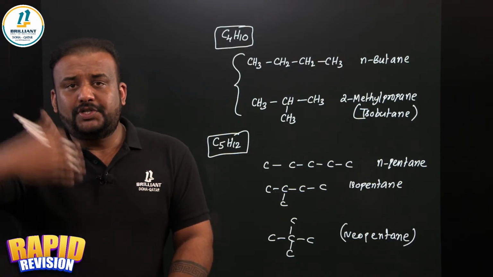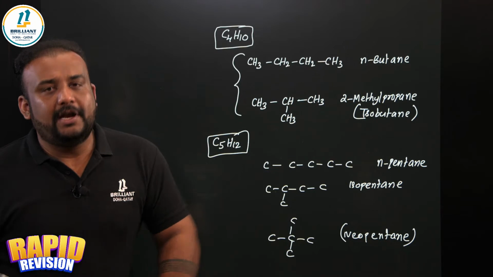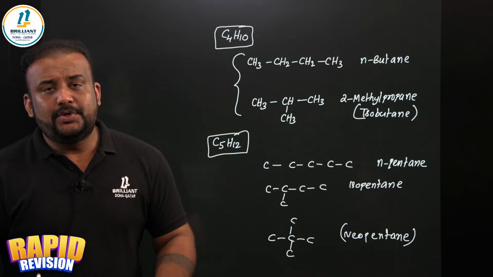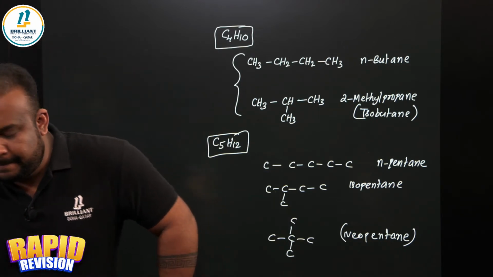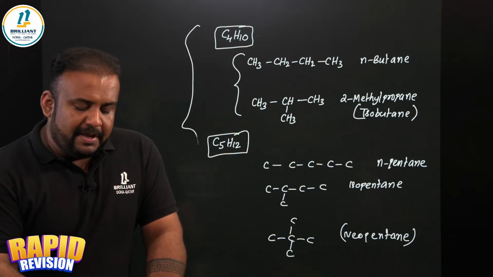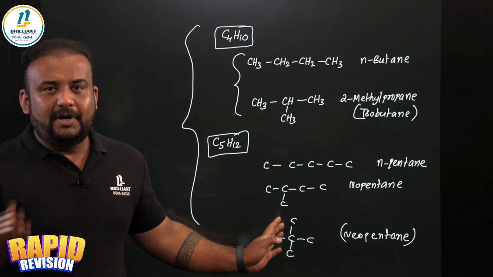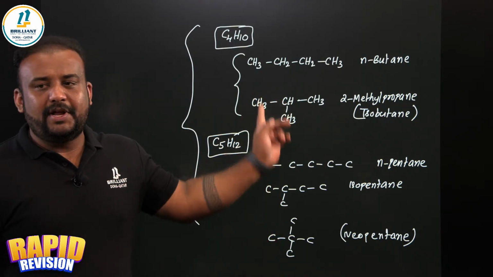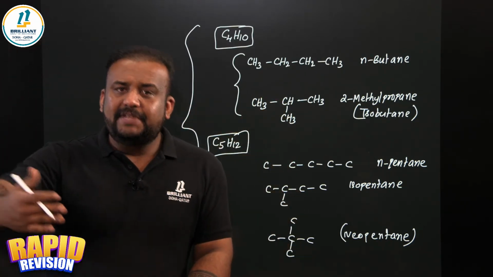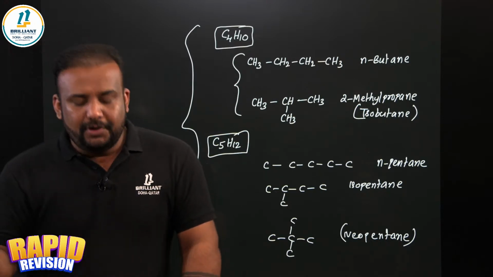Neopentane or 2,2-dimethyl propane. That is the IUPAC name. 2,2-dimethyl propane. So the maximum number of isomers or probable question of isomers will be either butane or pentane. Sometimes if they ask you hexane, you know how to do it.